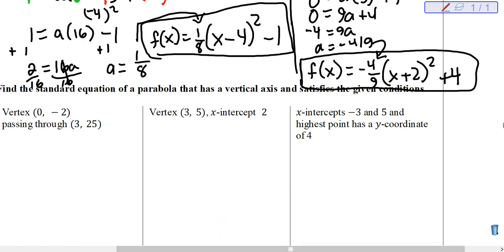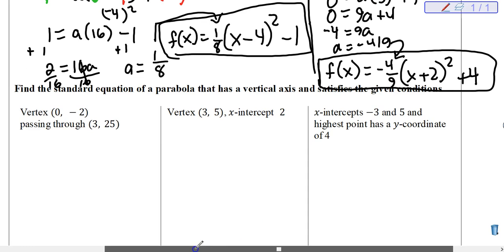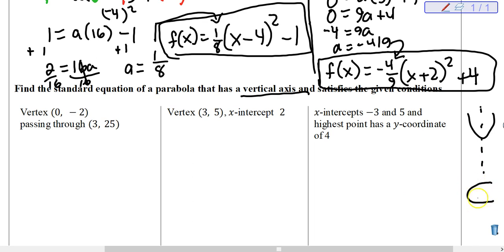Down here at the bottom, you're doing a little more of the same thing. You're finding the standard equation of a parabola that has a vertical axis. That's important because then that means your parabola opens up or down because its axis of symmetry is vertical. It doesn't open left or right. We don't want that. And satisfies the given conditions.